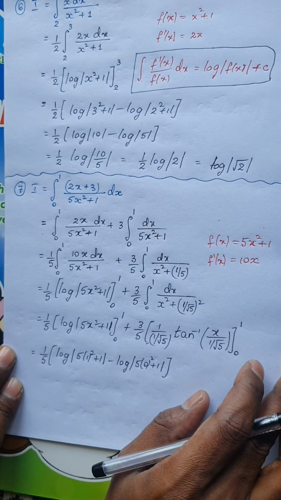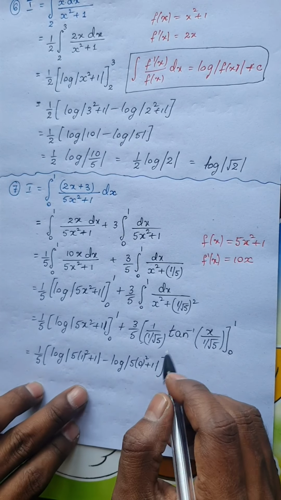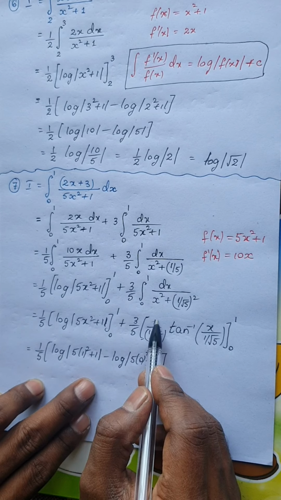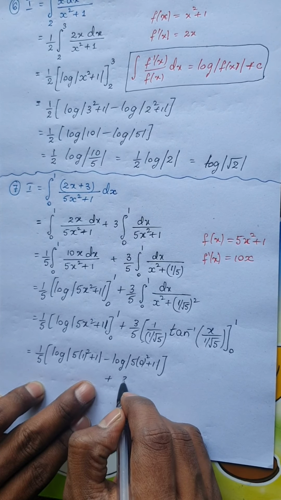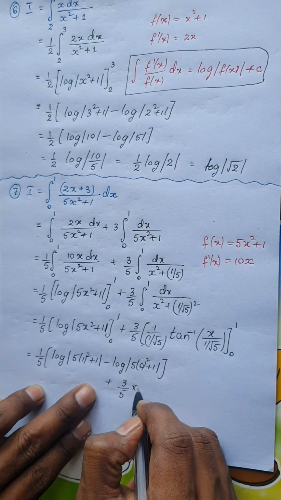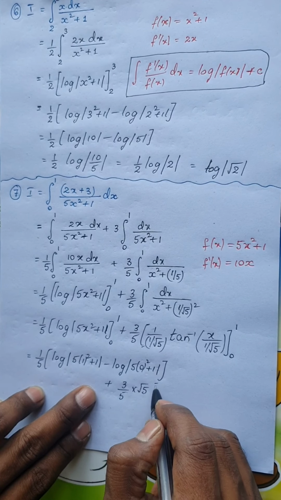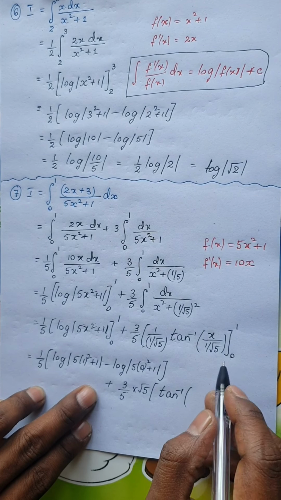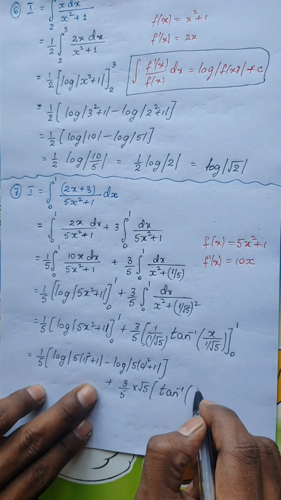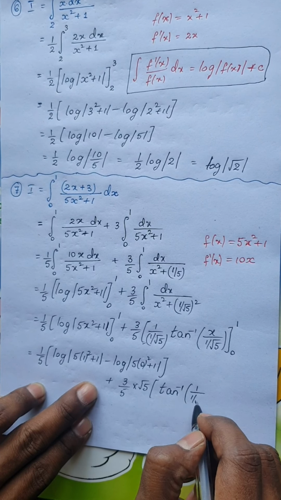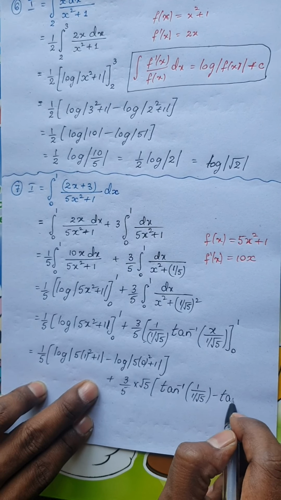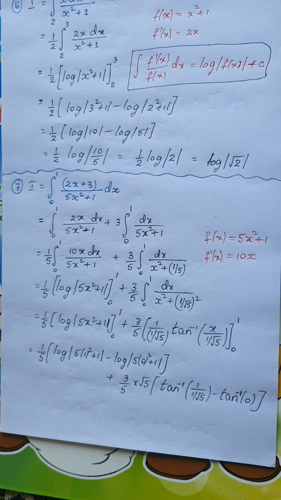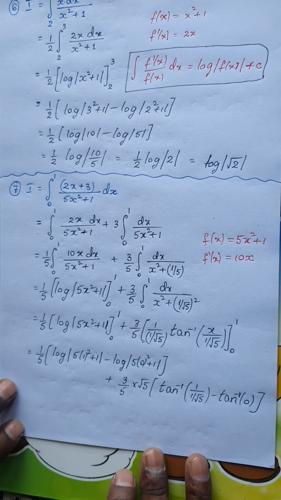Now if you apply the limits for this function, remember 1 divided by (1 by root 5) is nothing but root 5, which can be taken to the numerator. So it is 3 by 5 into root 5, remember. That is taken with the limits tan inverse of, if you apply the upper limit first, 1 divided by (1 by root 5), minus tan inverse of 0. Please be very careful. You should be careful in the part where you apply limits.